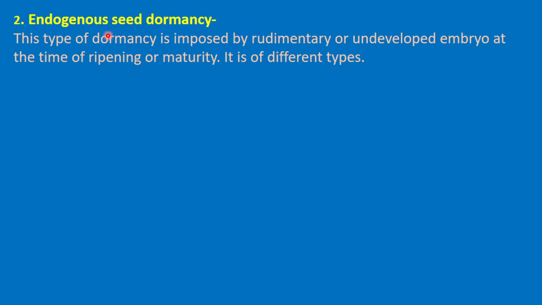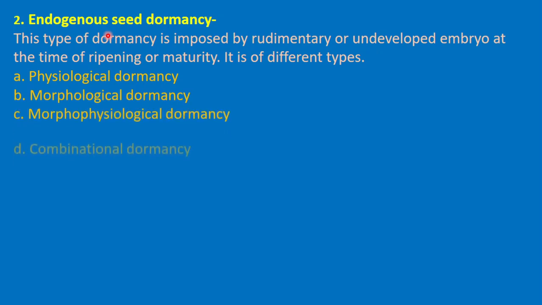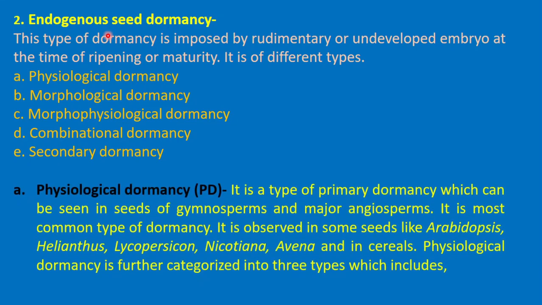So endogenous seed dormancy is again subdivided into different types. First is physiological dormancy, second is morphological dormancy, third is morphophysiological dormancy, fourth is combinational dormancy, and fifth is secondary dormancy. So endogenous seed dormancy again has five different types. One by one we will discuss. First of all, we will see physiological dormancy. It is denoted by PD.